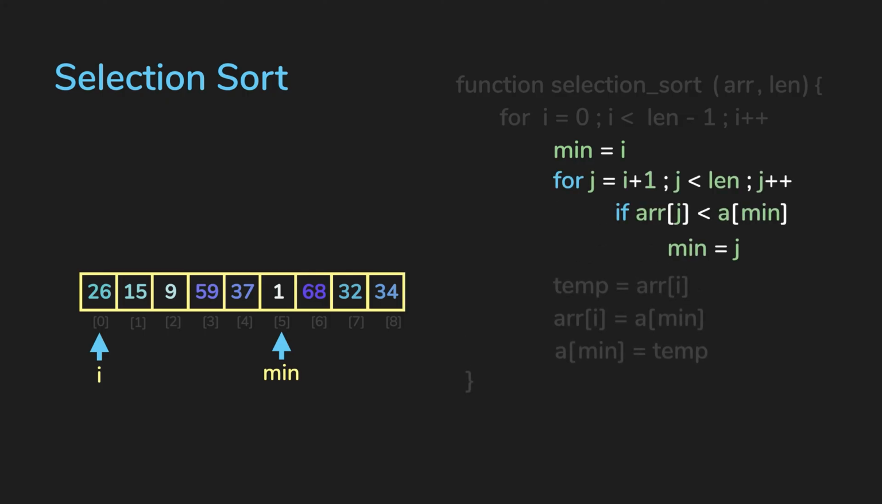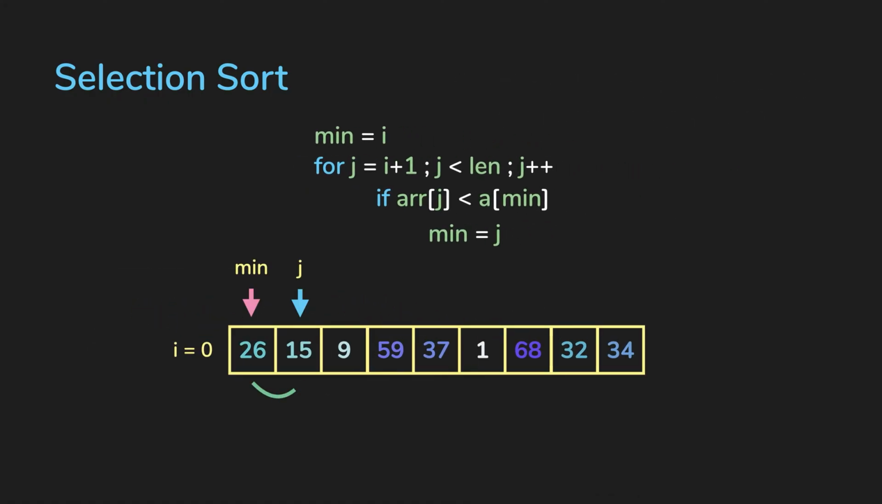We first initialize min to i, and then we compare the value of min with each element using a for loop. j starts at the next index of i and moves up to the last index one by one. While doing that, min gets reassigned to j every time j has a smaller value.